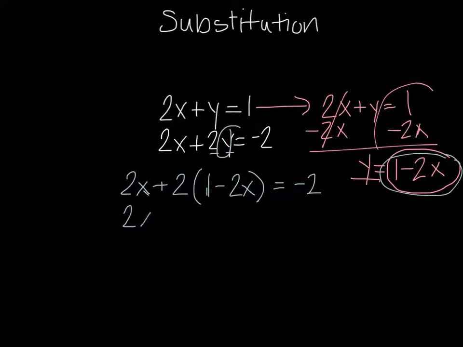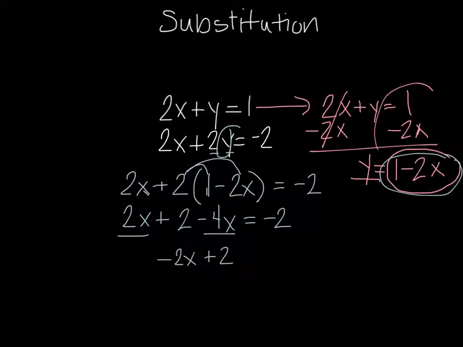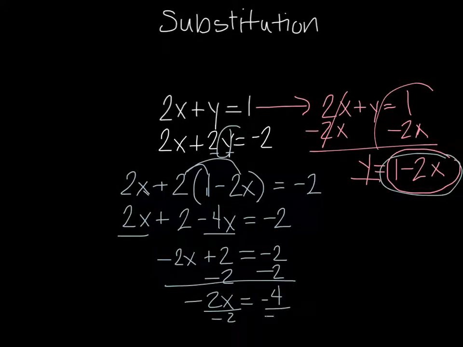So we have 2x plus, I have a 2 in front of the parentheses, so I need to distribute the 2. So I get 2 minus 4x equals negative 2. And then I have a 2x and a minus 4x. They're on the same side of the equal sign, so I'm going to put those together. Plus 2 equals negative 2. And then I just keep on solving. Subtract 2 from both sides. Negative 2x equals negative 4. Divide by negative 2. And I get that x equals 2.